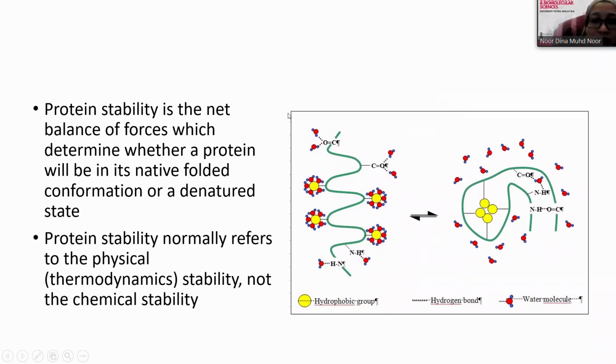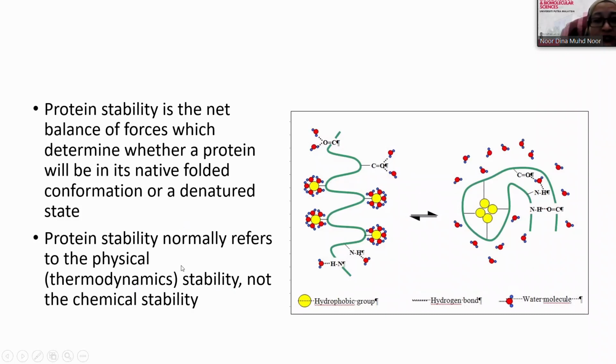So this means that the amino acids or the protein are going to have a different characteristic. A different characteristic. It depends on the environment itself. So meaning that protein stability, normally we're going to refer to physical or thermodynamic stability.